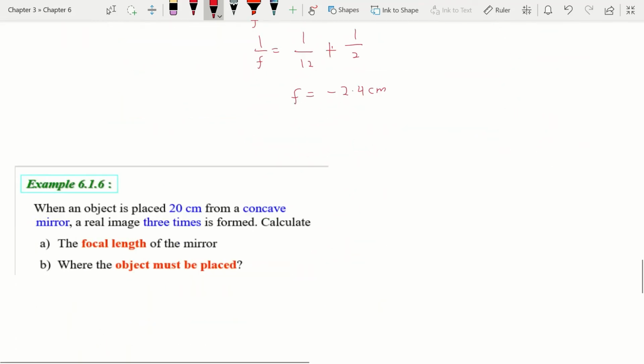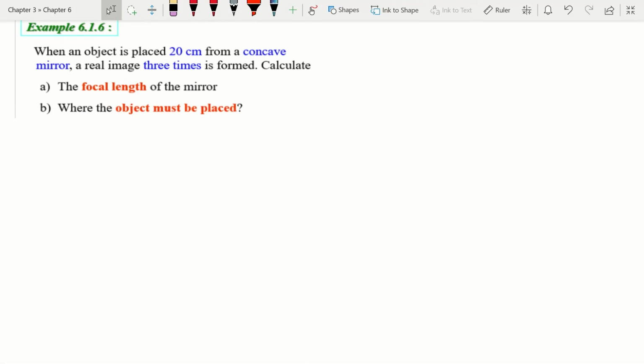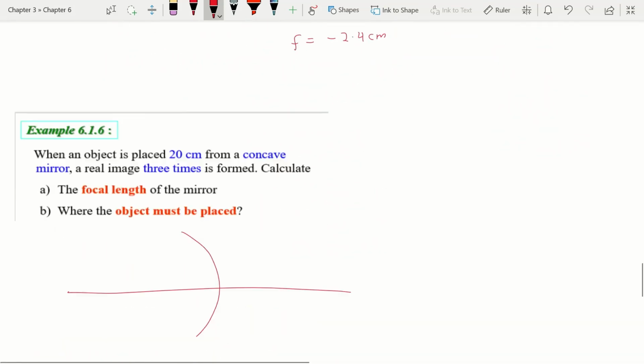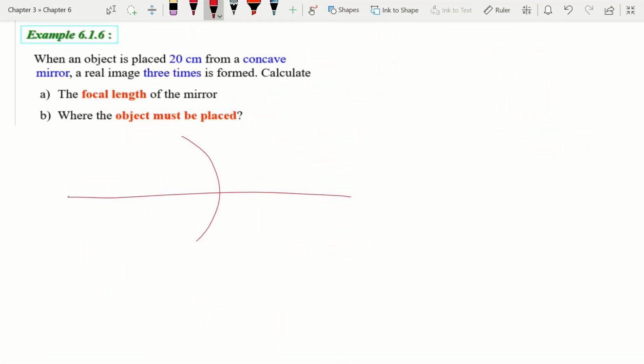Next question. So next question is example 6.1.6. When an object is placed 20 cm from a concave mirror. So we are having a concave mirror. So this is a concave mirror and this is a convex mirror, okay? Concave mirror. The object is placed 20 centimeter, so the object distance is 20 centimeter.